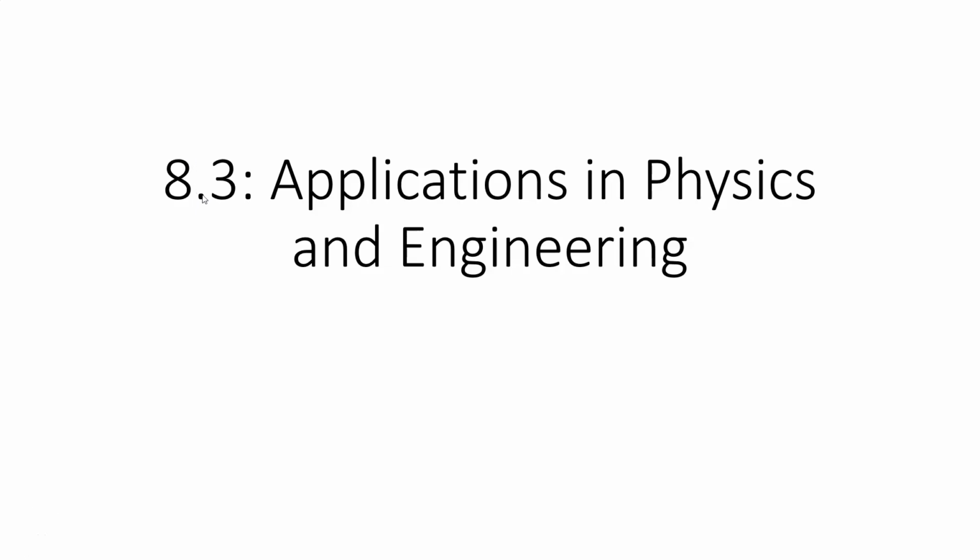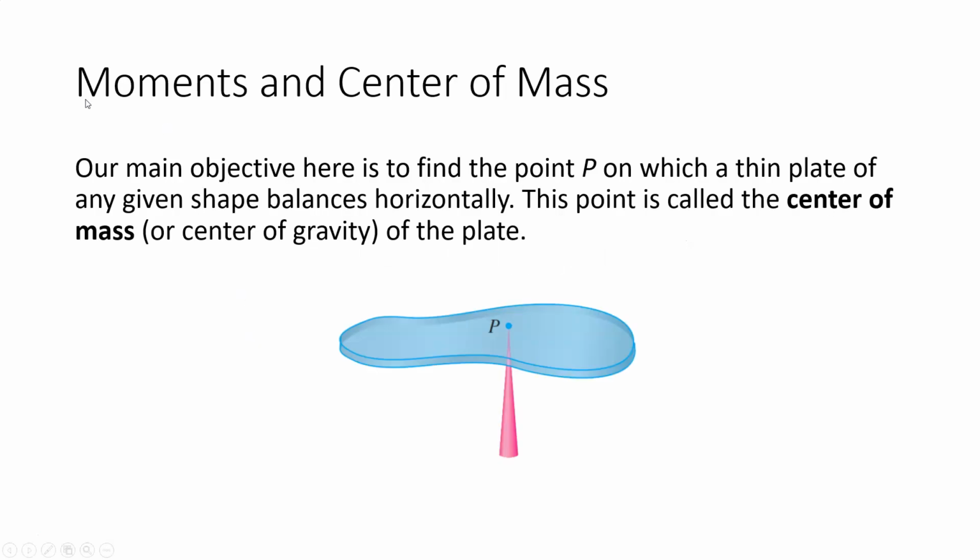Here in section 8.3, we're going to look at a couple of applications in physics and engineering, but most specifically, we're going to be looking at the problem of moments and centers of mass. In this section, there are other topics that are explored, but this is going to be the one that we're going to focus on. Our main objective here is to find the point P on which a thin plate of any given shape balances horizontally.